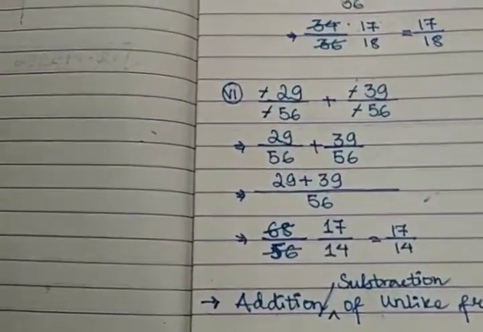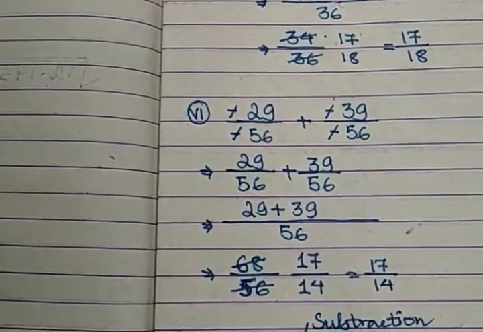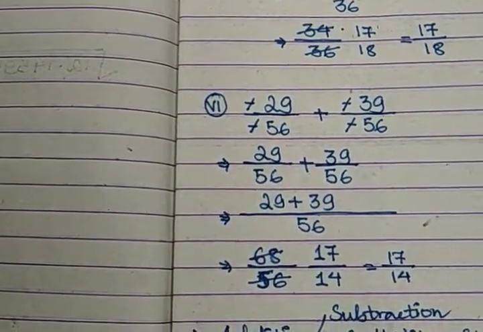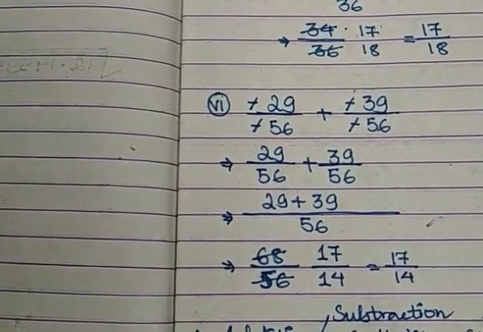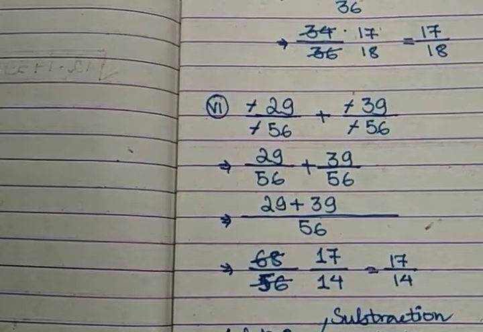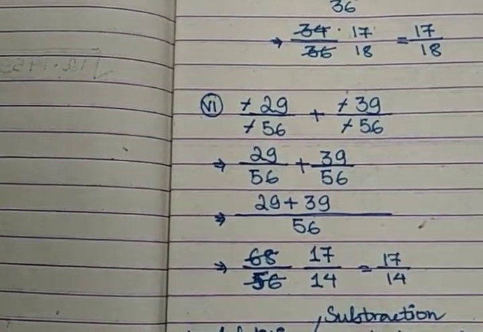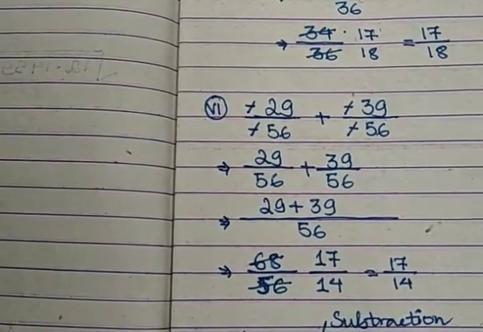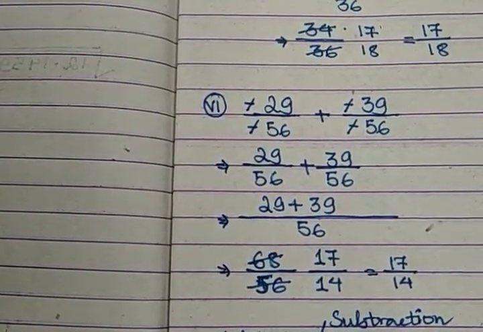Okay, moving on to the next question. Question number 2.6: minus 29 divided by minus 56 plus, the sign is already given there, and again the second fraction also has a negative sign on both numerator and denominator. If you have a negative sign on both the numerator and denominator, then you can cancel the signs.